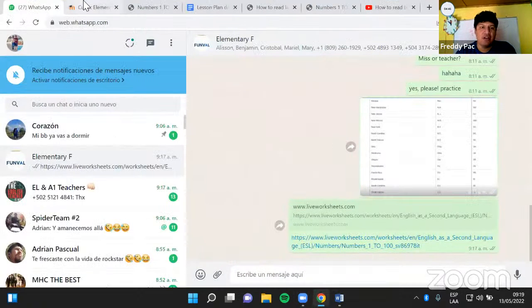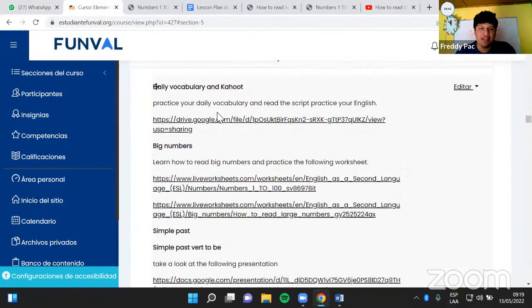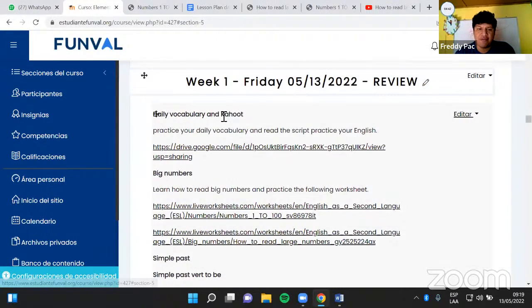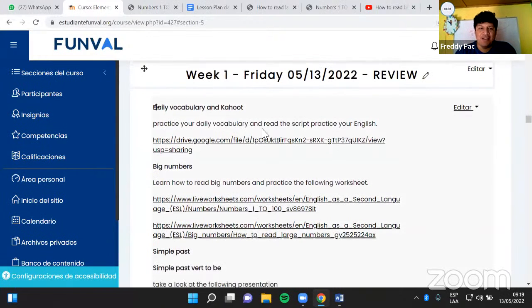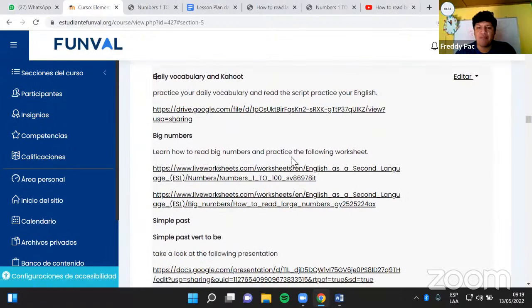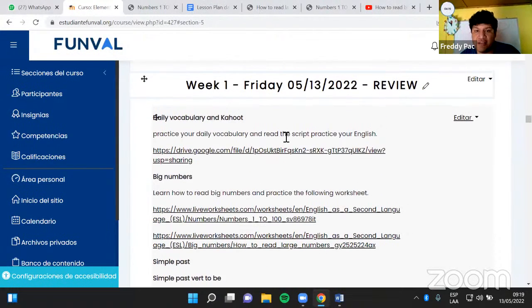Okay, first of all, in your platform, it says Friday, May the 13th, in big numbers. It is the first one. It says, learn how to and practice the following worksheets. So it is the first link. If you are not able to find it, then you have the WhatsApp group. But it has to be there in your platform. Yes, it is in Friday.